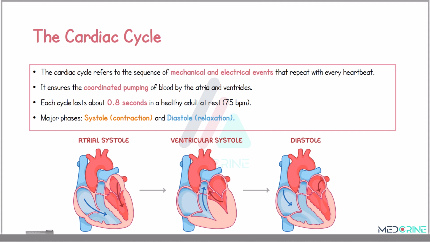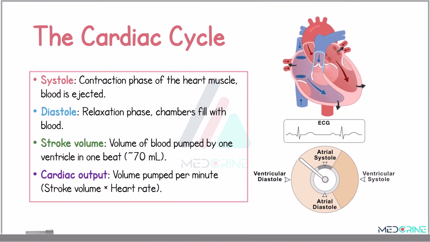The cardiac cycle is a sequence of mechanical and electrical events that repeat in every heartbeat. It involves a rhythmic contraction and relaxation of the atria and the ventricles, allowing for the unidirectional flow of blood through the heart and into the circulation. Each cycle lasts about 0.8 seconds in an adult, and it has two major phases: the systole, which is a contraction, and a diastole, which is a relaxation.